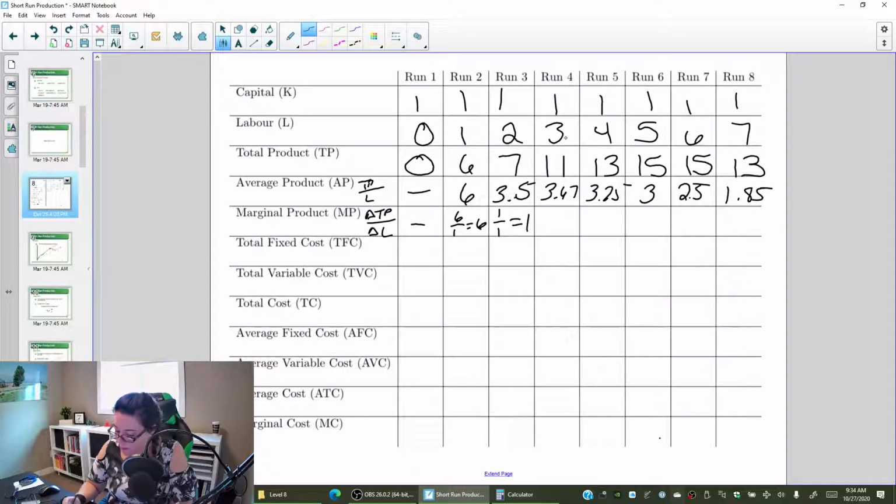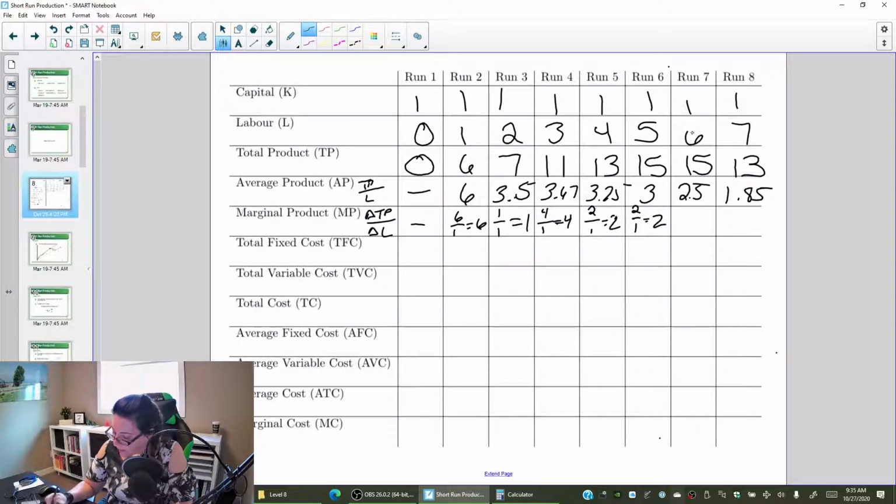When we go from having 2 workers to 3 workers, we change the labor by 1. And we change the total product, 11 minus 7, changes by 4. Okay. Then when we go to hire the 4th worker, we're going from 3 to 4 in our labor, so the change in labor is 1. And the total product goes from 11 to 13, which is a change of 2. Then when we go from 4 workers to 5 workers, we're changing labor by 1. The total product is changing from 13 to 15, which is a change of 2.